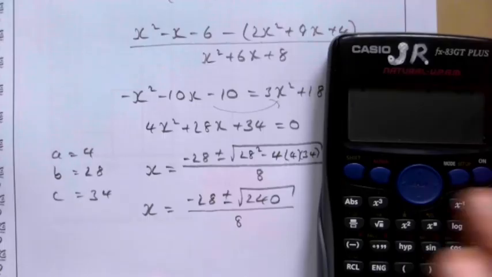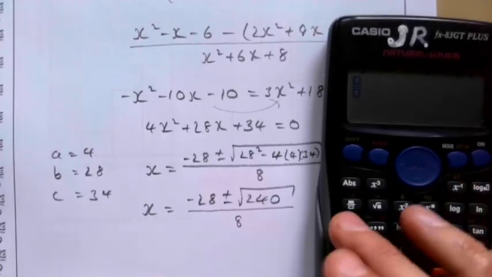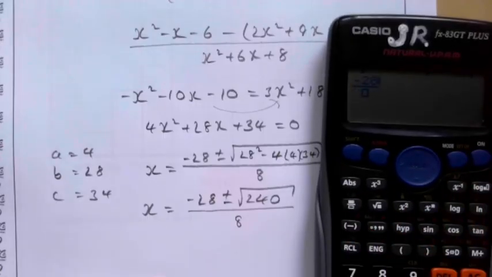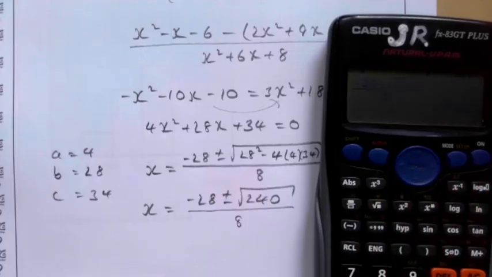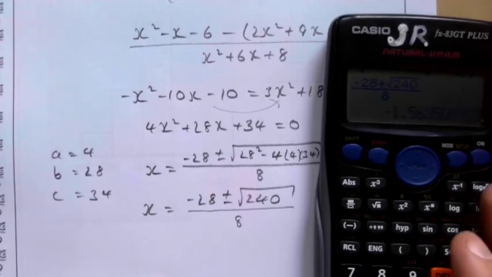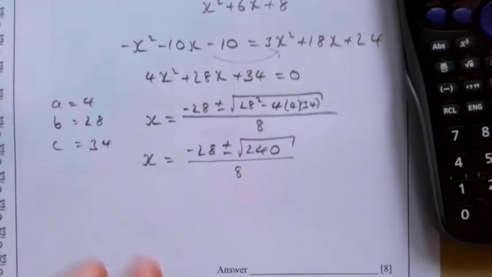no, we'll need to redo it and do it as a fraction then. Minus 28 plus square root of 240 all over 8, minus 1.56. And you can take my word for it then for the other one. So it's minus 1.56, and then that's 5.44.